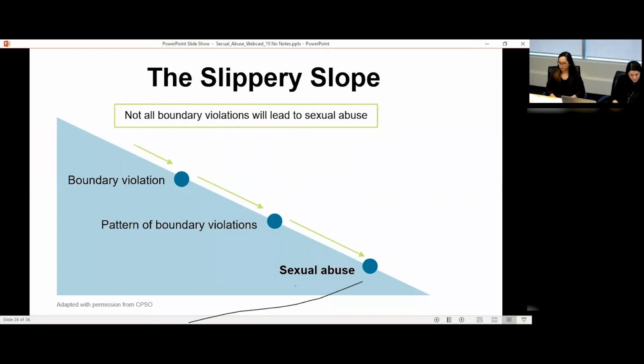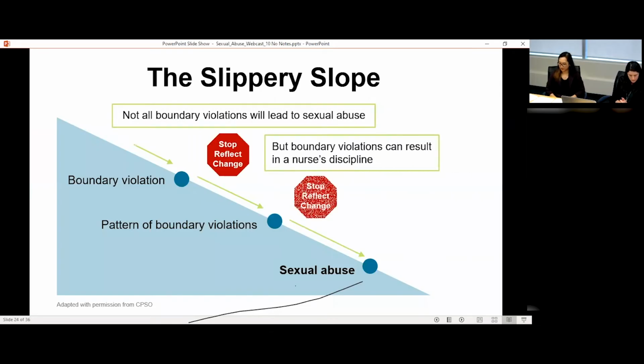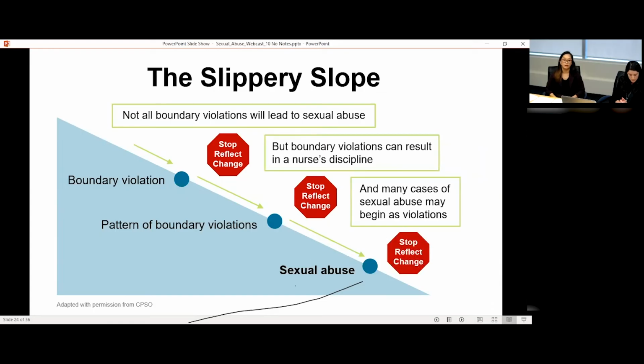We've adapted the following resource from the College of Physicians and Surgeons of Ontario to reflect the slippery slope that can begin with a boundary violation. It's important to remember that not all boundary violations will lead to sexual abuse, but they have the potential to. Boundary violations can result in the discipline of a nurse. Following a pattern, this can then lead to sexual abuse. You'll see that there are many stop signs along the way in this resource, spanning across the slope, where nurses have and can stop, pause, reflect on their practice, and make the necessary changes to ensure the protection and safety of patients.